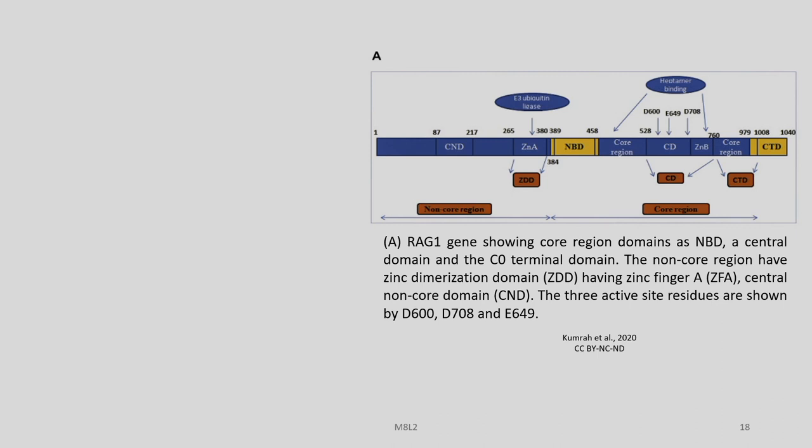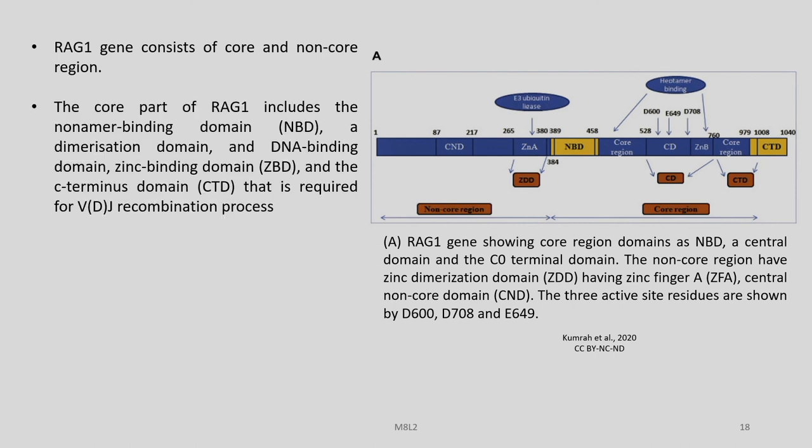So, in this picture you can see the RAG1 gene showing core region domains as NBD, the central domain, and CTD domain. The non-core region has the zinc dimerization domain or ZDD, having a zinc finger, and a central non-core domain, CND. The three active site residues are shown by D600, D708 and E649.